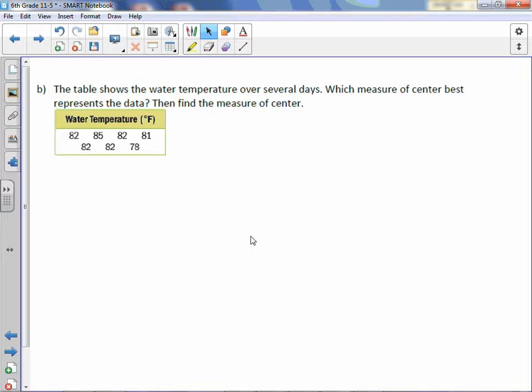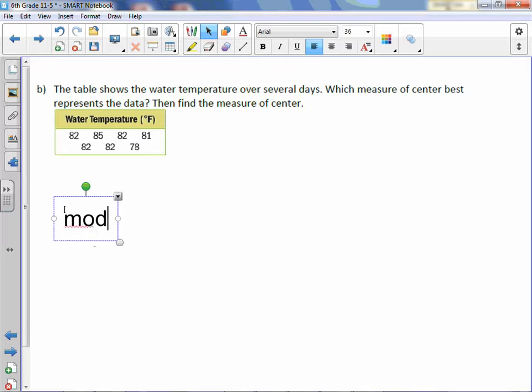Letter B. The table shows the water temperature over several days. Which measure of center best represents the data? Then find the measure of center. So it looks like the numbers are all around the same. No extreme values. However, if you notice, I have the number 82 repeated most of the time. So although there are no extreme values, because I have this number repeated, my measure of center that I'm going to use is the mode.